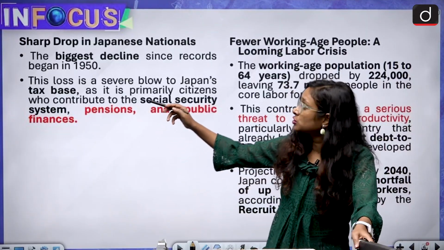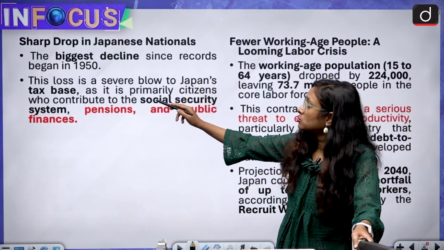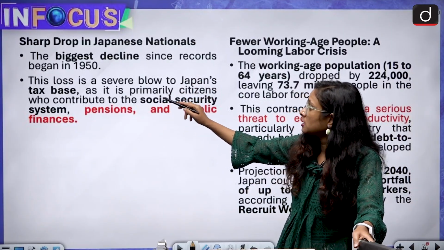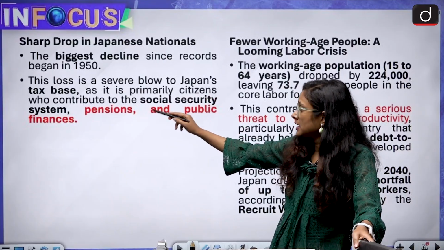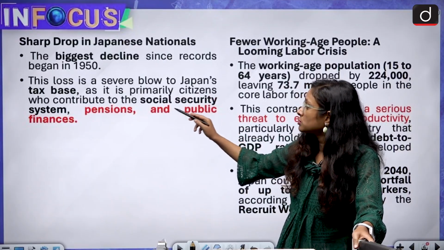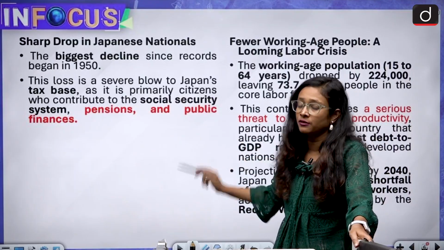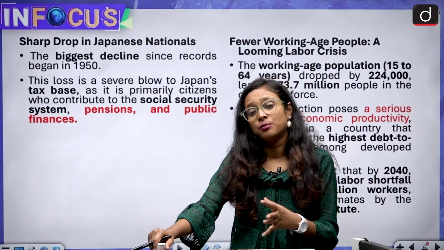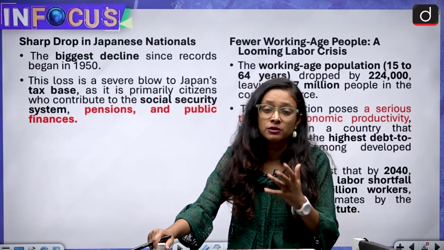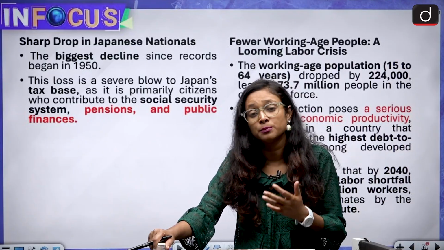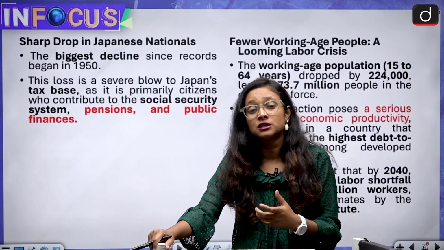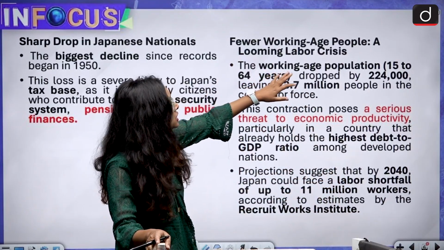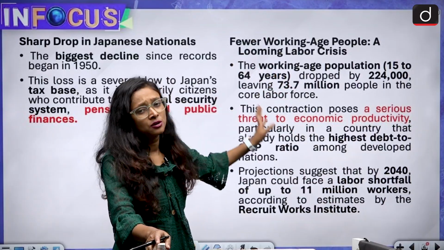So this is also one of the things that make the decline in population a major cause of concern. Now we'll discuss the sharp drop in the Japanese national population. It is the biggest decline since records began in 1950, and this loss is a severe blow to Japan's tax base, as primarily citizens contribute to the social security system, pensions and public finances. As you already know, when there is a decline in population, who will pay the taxes, who will pay for the social security scheme, who will pay for the pension scheme? That will create a huge burden on the government.